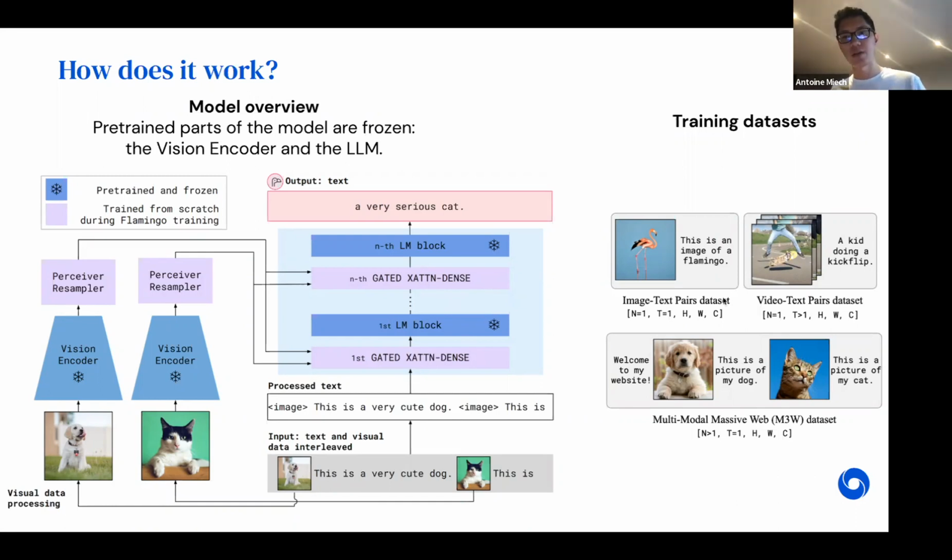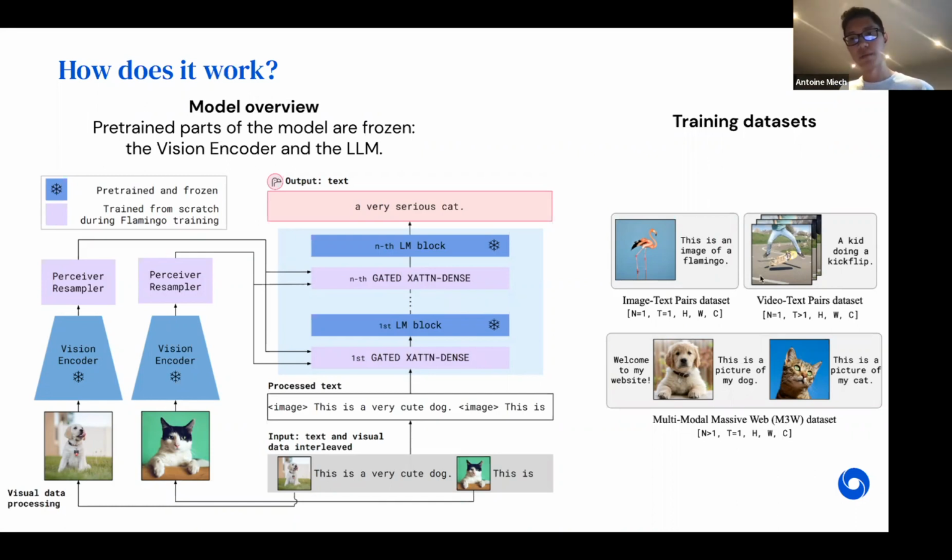The first one is very traditional, called the image and text pair dataset. These are just pairs of image and text. Usually you have an image and a description of the image. For instance, one of the most famous ones right now is LAION. These are just images from the web with alt text data. On the right-hand side, you have what we call the video text pair dataset. It's exactly the same as the image text pair dataset, but instead of images, you have videos.